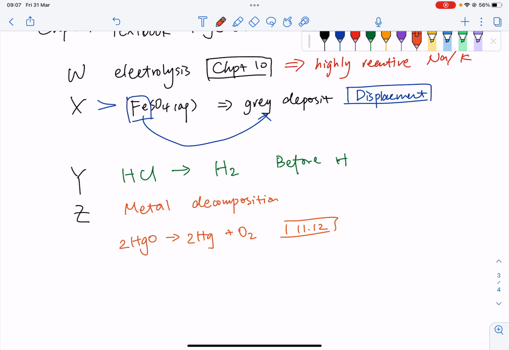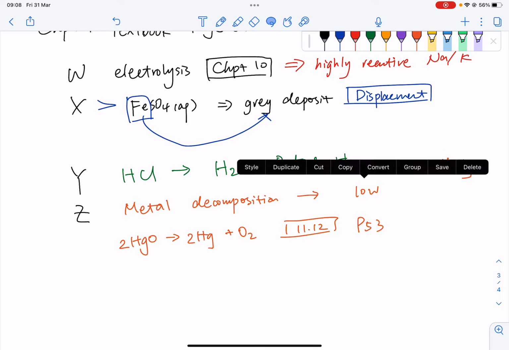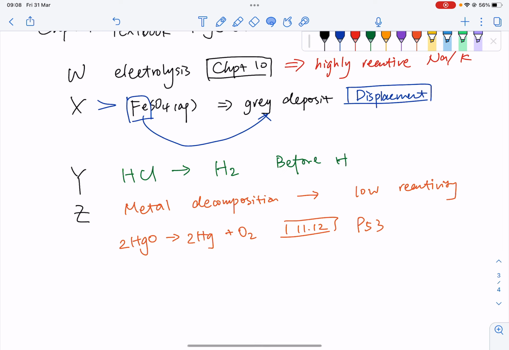The page should be, let me take a look at it. The page should be page 53. All right. Remember, if that is metal decomposition, the reactivity must be very low, right? Extremely low. And probably I will put low reactivity at the back, right? Low reactivity.